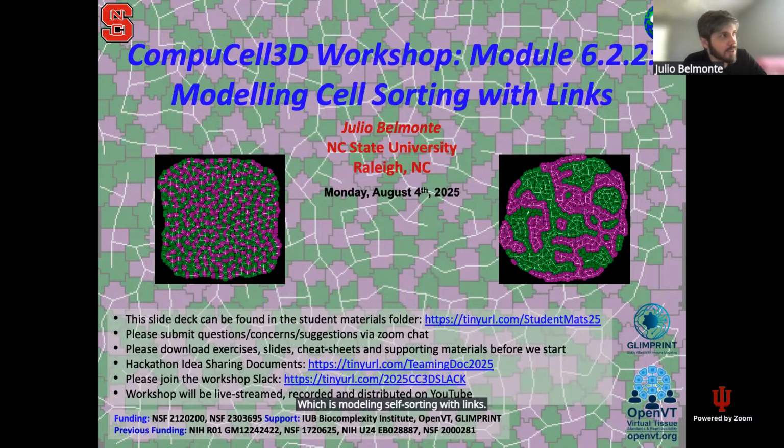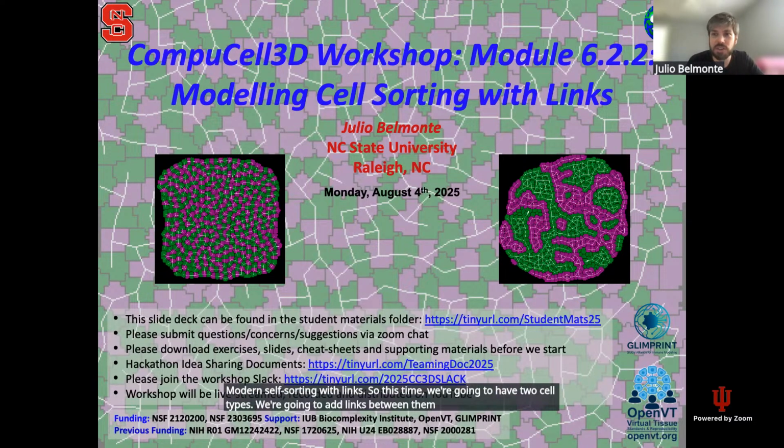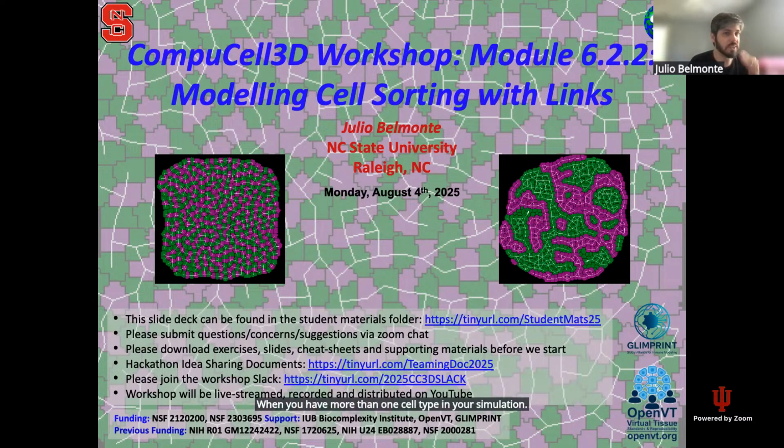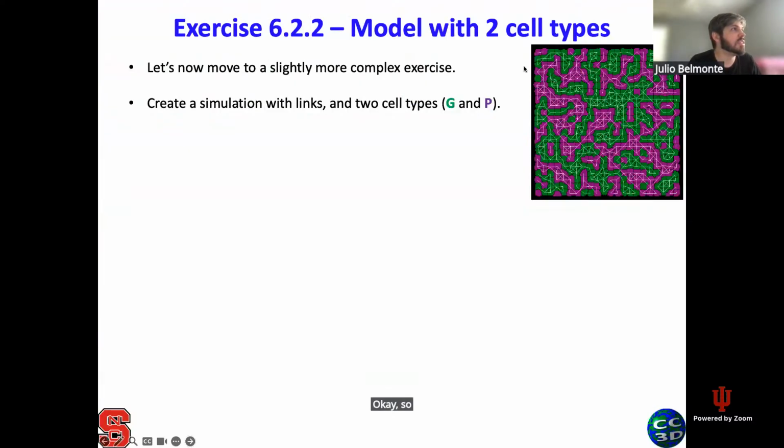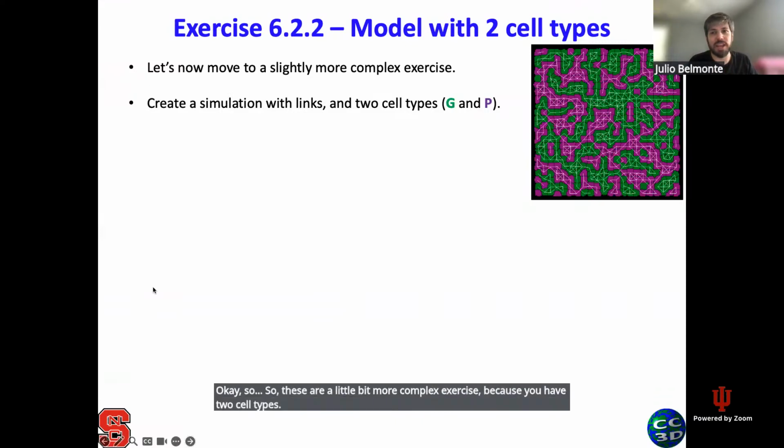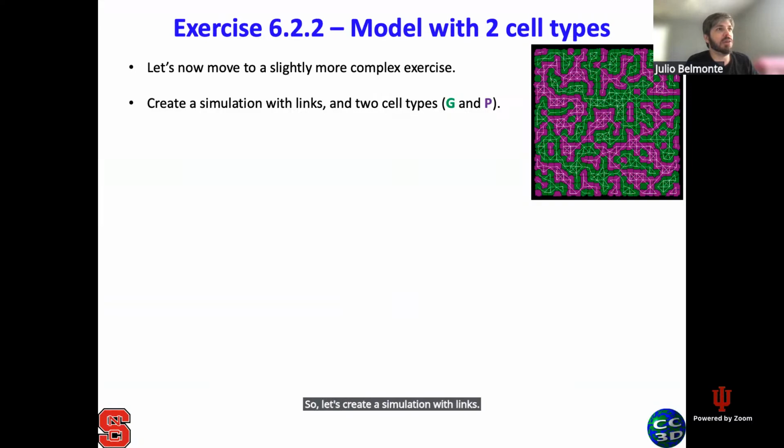So let's move on. Let's start module 6.22, modeling cell sorting with links. This time we're going to have two cell types, and we're going to add links between them. We're going to see how the code looks when you have more than one cell type in your simulation. It's a little bit more complex exercise because you have two cell types. So let's create a simulation with links, but now we have two types of cells. Let's call them G and P, which is going to stand for green and purple. Those are the names that I chose.